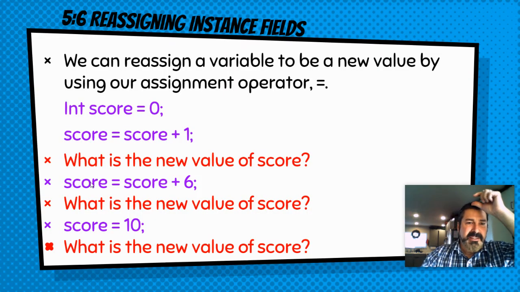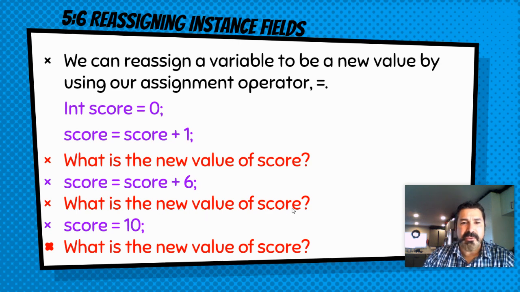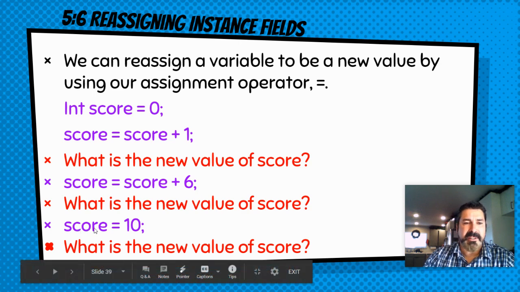Okay, so if I said score equals score plus 6, what is the new value of score? Well, the box equals score, which is now equal to 1 plus 6. So score would be 7. And if I said score equals 10, what's the new value of score? Well, we're not doing any addition. We're just simply placing a 10 in there. So now it's equal to 10.